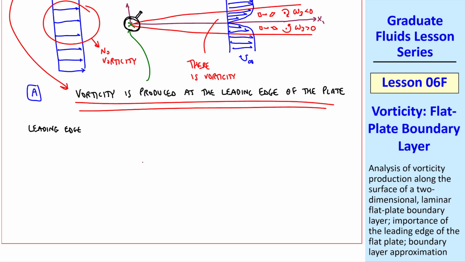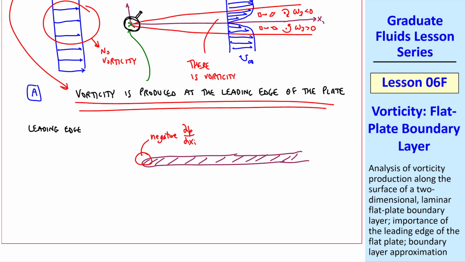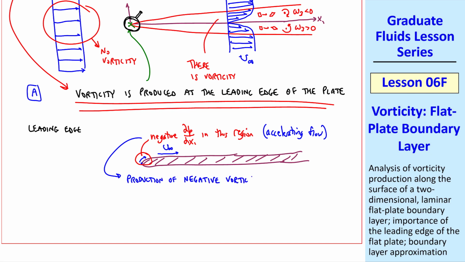If we zoom in far enough, the leading edge may be some kind of a rounded shape, as shown here, and the plate has to have some thickness. Just as we discussed with the 2D airfoil, we have a negative pressure gradient in this region. In other words, we have an accelerating flow from the stagnation point to U infinity, which, as we recall from the previous lessons, a negative ∂P/∂x1 leads to a production of negative vorticity. Similarly, in this region, there's a production of positive vorticity.